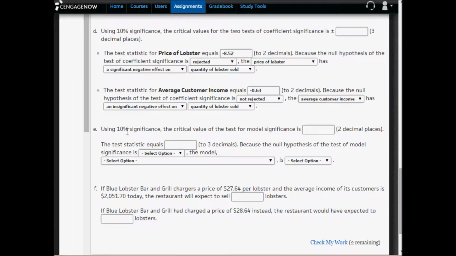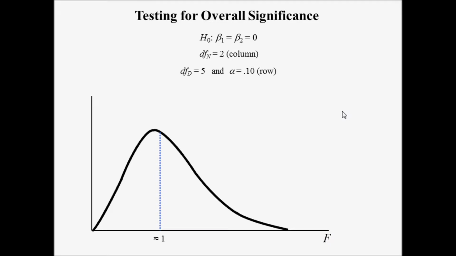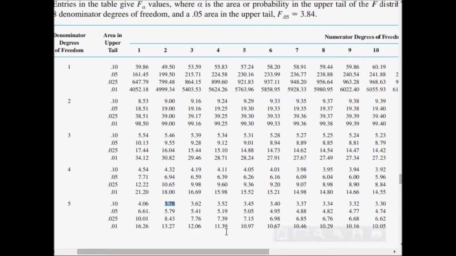According to Cengage Now, the significance level is 10%. It is a one-tailed test. We don't divide the alpha by 2. So we have to go to column 2, row 5 and 0.1 in the F table. So you have 2 degrees of freedom in the numerator. You have 5 degrees of freedom in the denominator. The alpha level is 0.1. So the critical value is 3.78. Notice this value is bigger than 1 because the F table is a table of upper critical values.